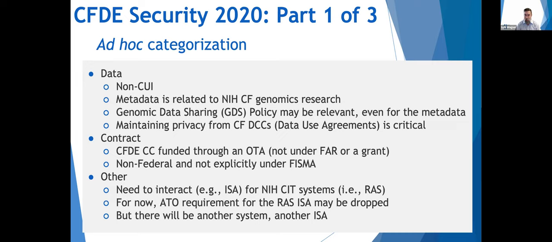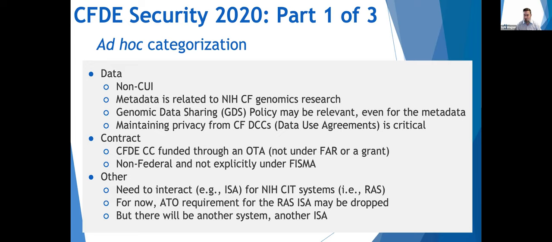So this is not CUI. There's metadata about a lot of common fund genomics research, and there is the genomic data sharing policy. If folks have heard of dbGaP or other policies, this is all related. And there's a potential that the DCCs with these study participants, people who have donated or contributed their biological samples or other information to the DCCs, there could be a data use agreement that is tied to a consent that could flow through, but it's not clear.